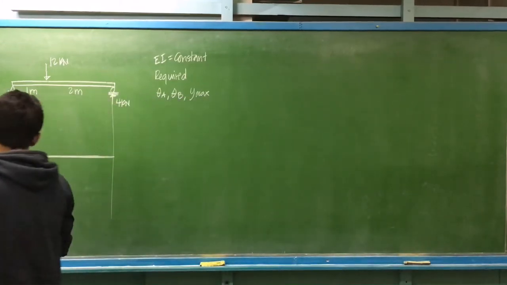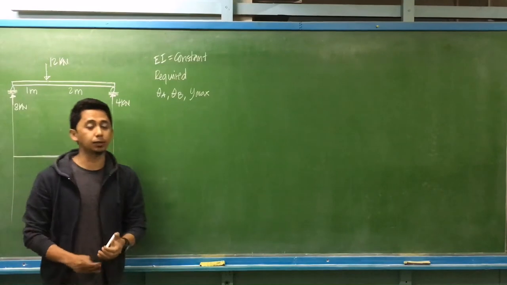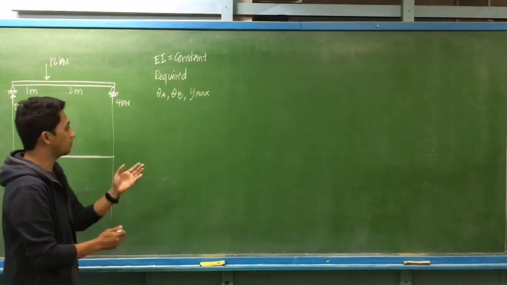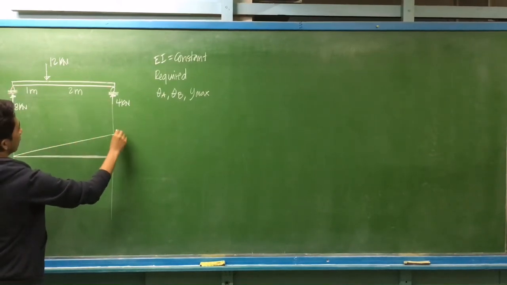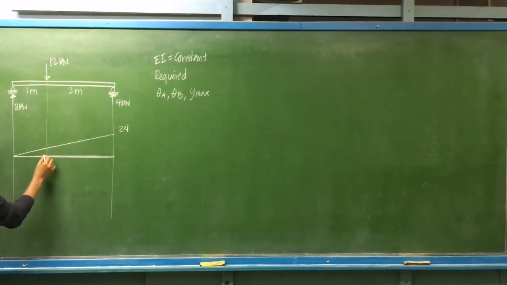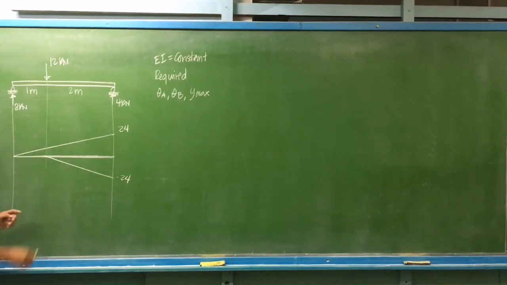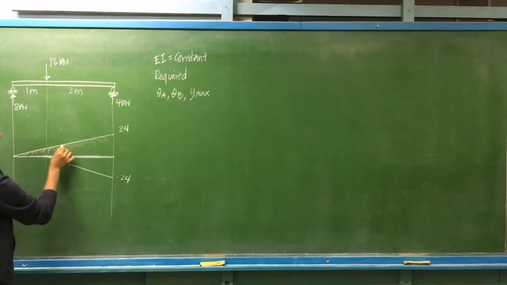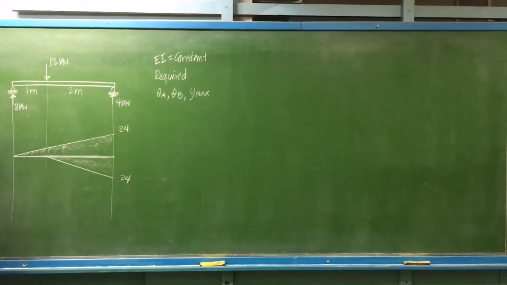Okay, so for example, we have this beam loaded with 12 kilonewtons and we have the support reactions. As I said earlier, it is similar to the area moment method. So choose a fixed point, then do the moments. This is 8 times 3, which is 24 kilonewton meter. And this is 12 times 2, again the negative 24. So this area moment will be the load of our conjugate beam.